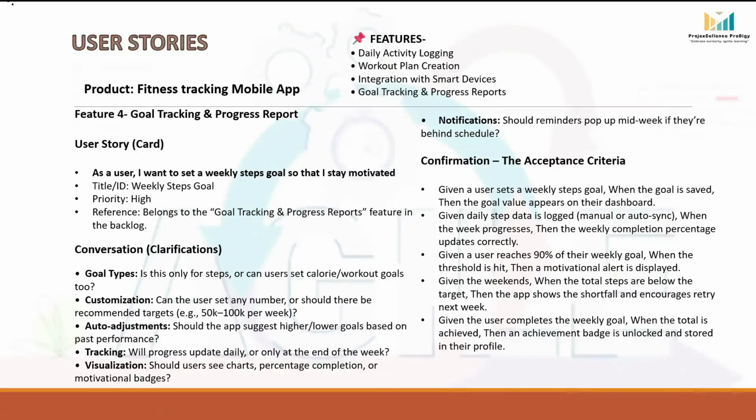So these criteria make sure there is no confusion. The development team knows exactly what done means. Testers have a checklist to verify, and the product owner can confidently accept the story.